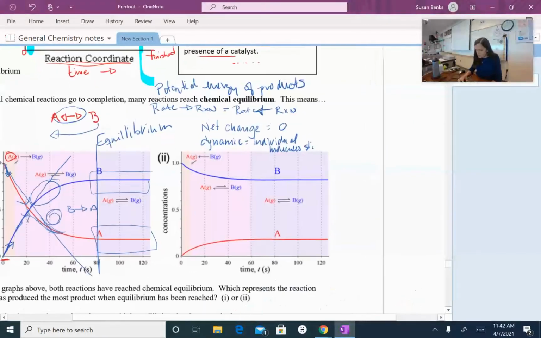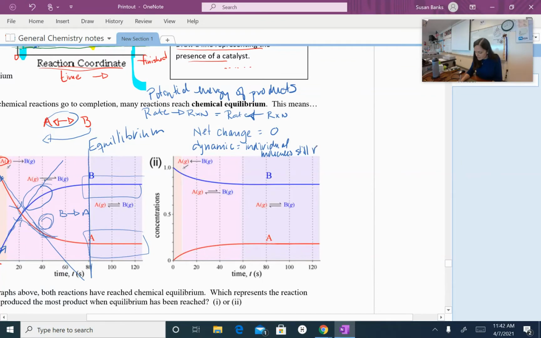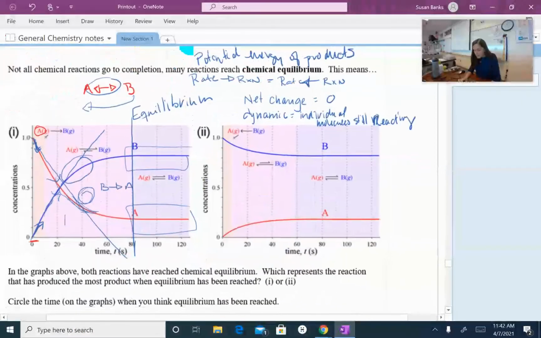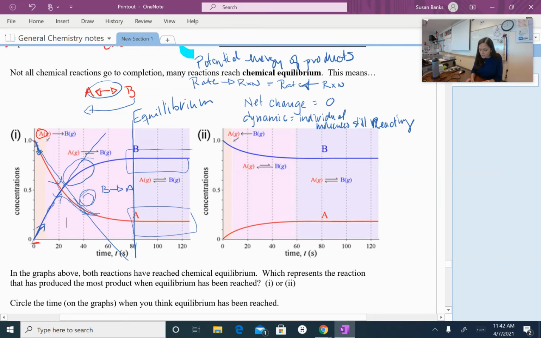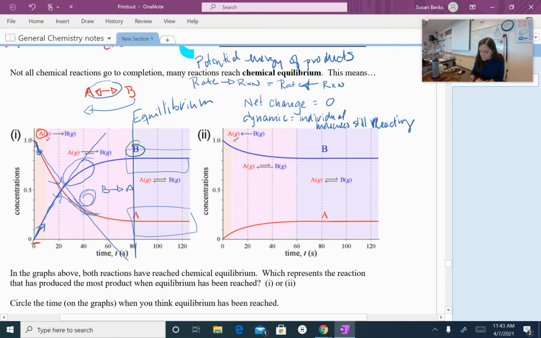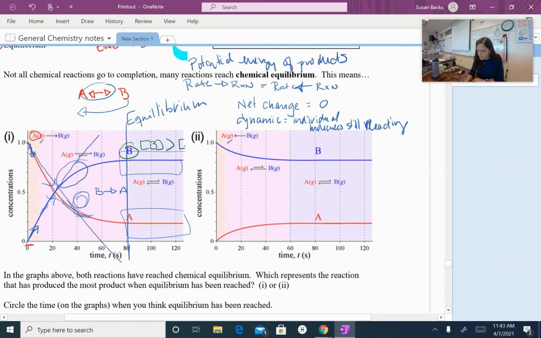So individual molecules are still reacting. Okay? So now notice here on this first graph that we are looking at, notice my concentration of B. And remember, those square brackets are concentration in molarity, moles per liter. It is much bigger than my concentration of A at equilibrium. So this would be a reaction where B, my products, are favored.